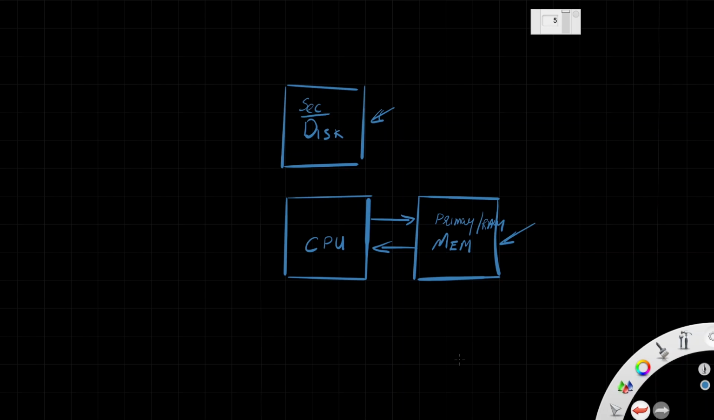The disk is very slow compared to the primary memory. Primary memory is very fast. And CPU is doing all the calculations, all the instructions. So CPU is to do all the calculations. All the task is done by CPU.